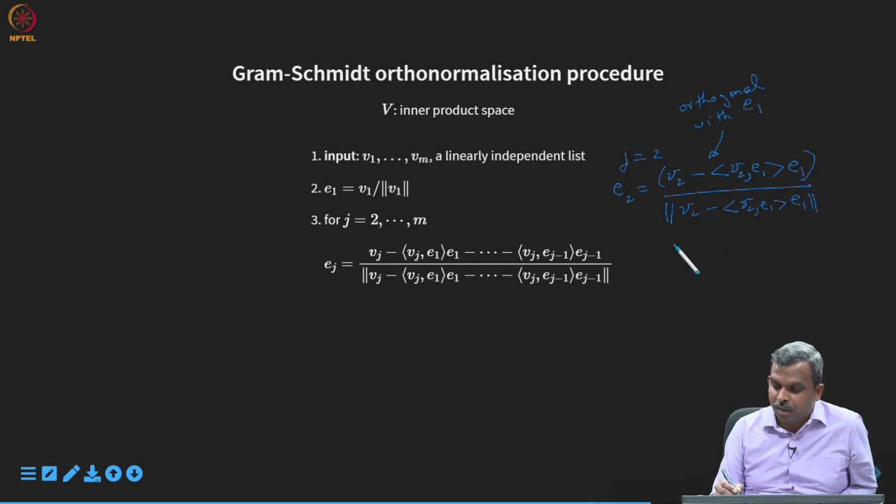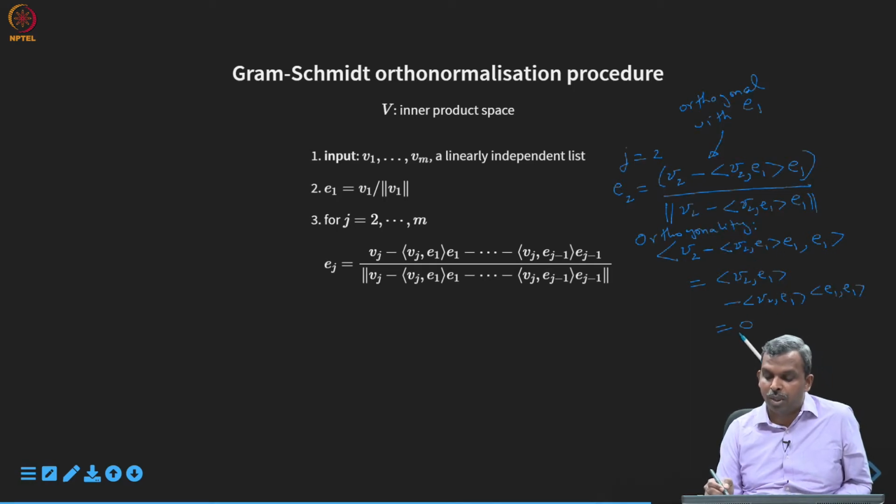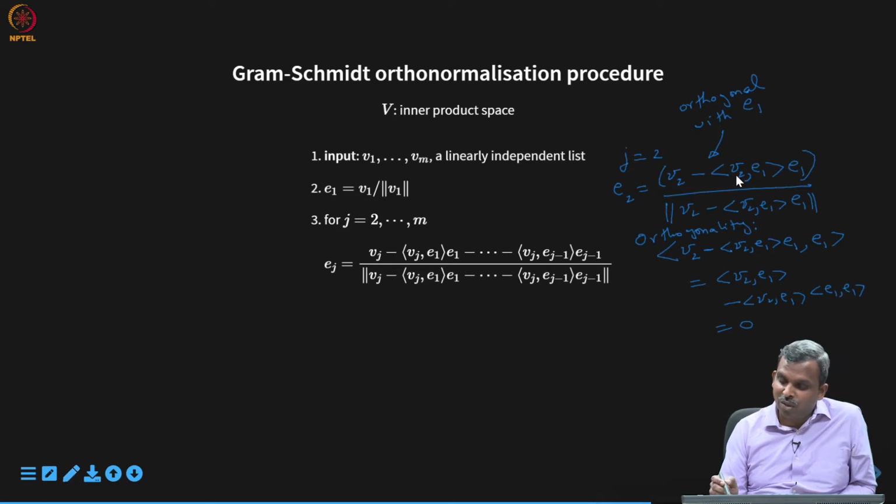So for instance, you can take the inner product of V2 minus V2 comma E1 times E1 with E1. What will this work out as? V2 comma E1, using the additivity property, minus V2 comma E1 times E1 comma E1, and E1 comma E1 is 1, so that ends up being zero. So how do you prove the orthogonality? Simply by evaluation.